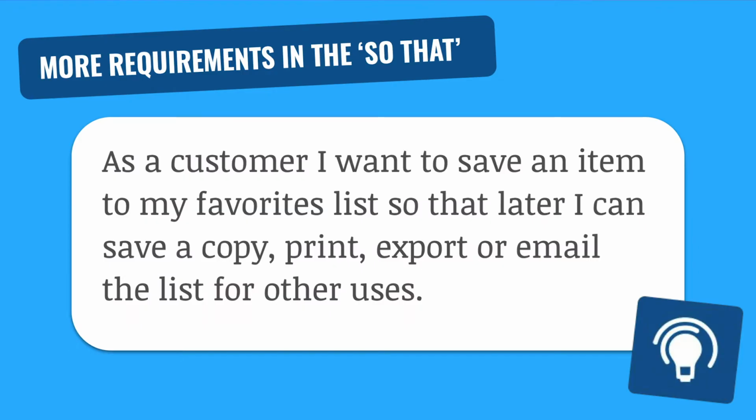Okay, so sometimes we like to cram more than we should into a user story. And so it might start out okay, but then we just kind of keep going, and there's invisible requirements that are in parts that shouldn't be. So this is an example. As a customer, I want to save an item to my favorites list. So far, so good. So that later I can save a copy, print, export, or email the list for other uses.